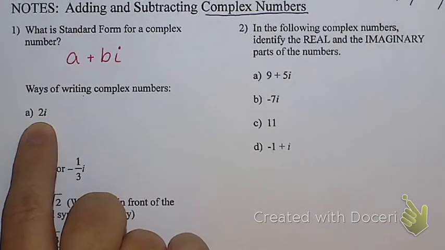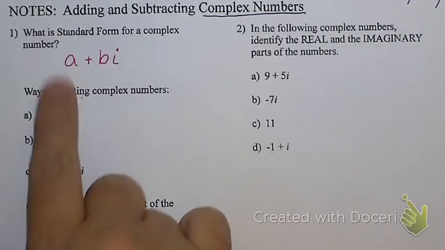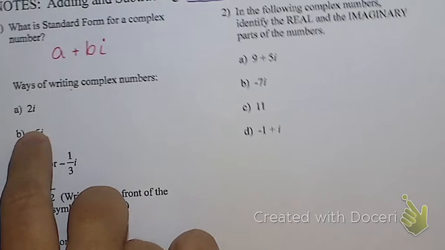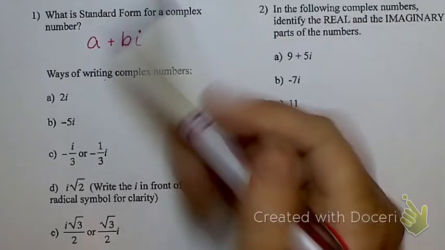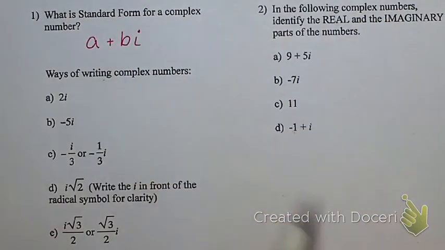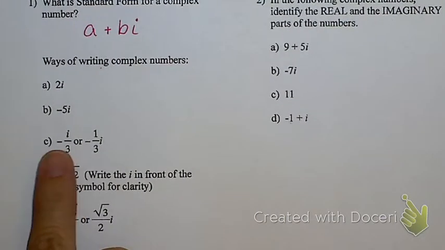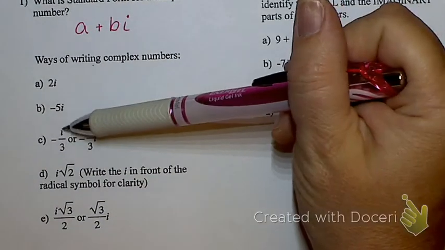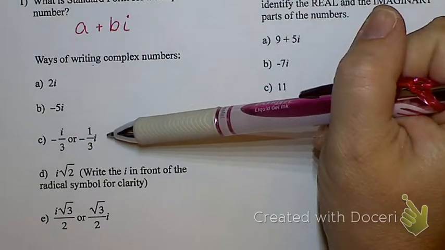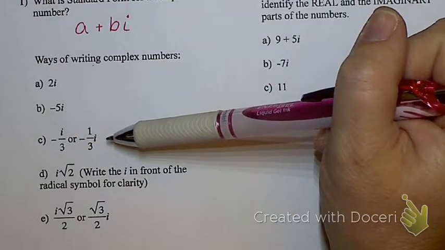You could have something just 2i, meaning there is no a part, it's just the bi. You could have something like a negative. You could have an i in a fraction. If an i is in a fraction, you can actually put it on the numerator, or you can put it out to the side. Either way is acceptable for standard form.